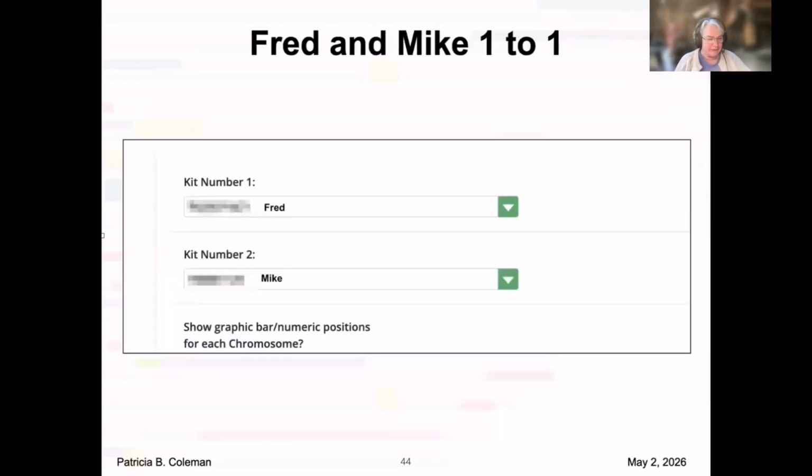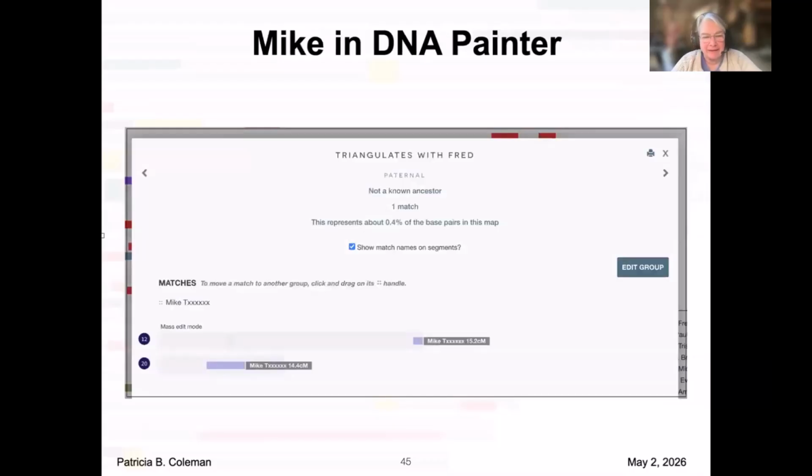Mike. So we run the 1-to-1 with Mike. And there are two segments that Mike has. One on chromosome 12 and one on chromosome 20. And so I know that he's on chromosome 20 and so is Fred, and triangulates with Fred and me there. So I put him in a group that says triangulates with Fred.